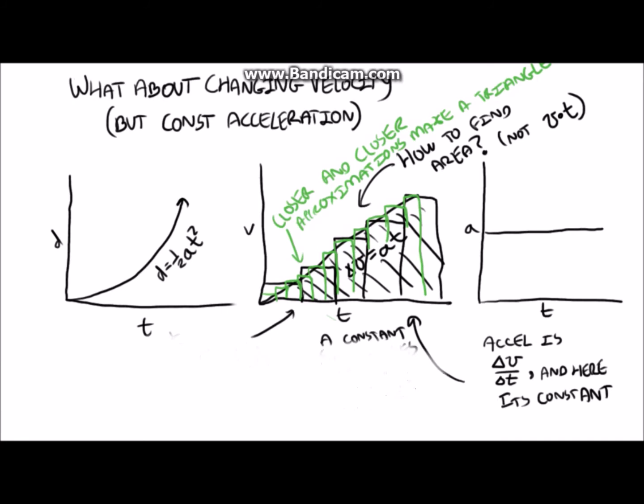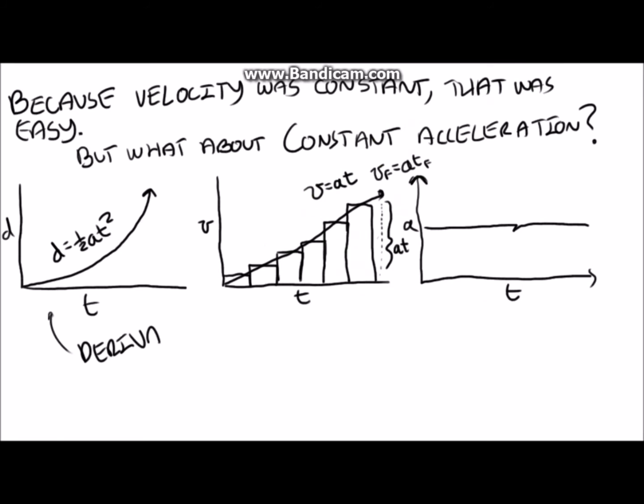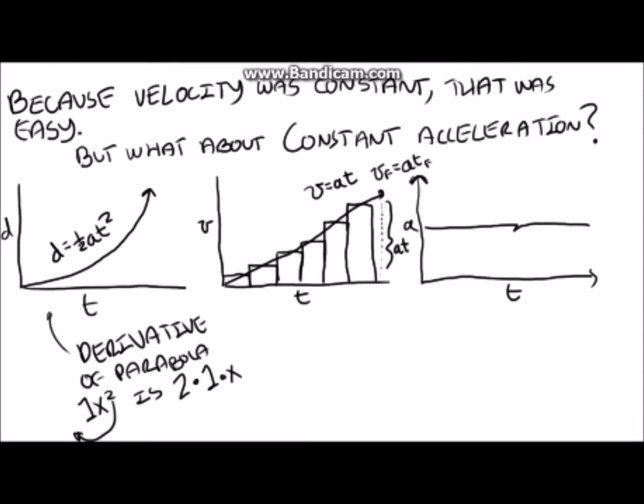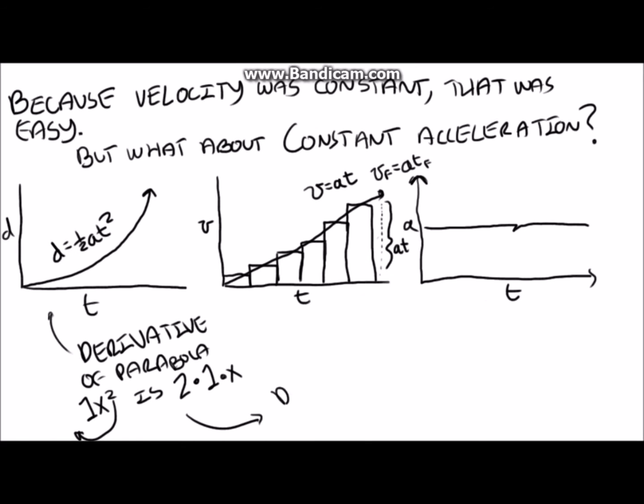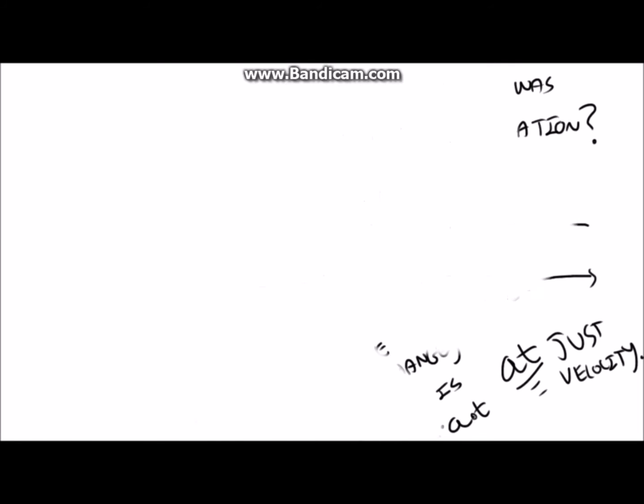Okay, but here's something cool for you calculus people. The derivative of the parabola x squared is 2x, or the exponent times the coefficient times x, right? But what about the derivative of half at squared? Well, that would be the exponent 2 times the coefficient half a times t, or just at, because 2 and 1/2 cancel. And at is just velocity, so you see the derivative of displacement is velocity.